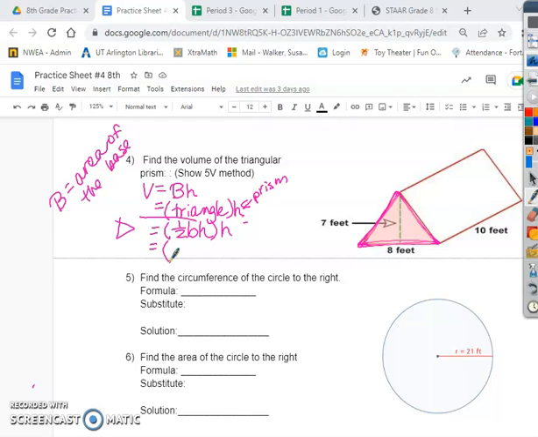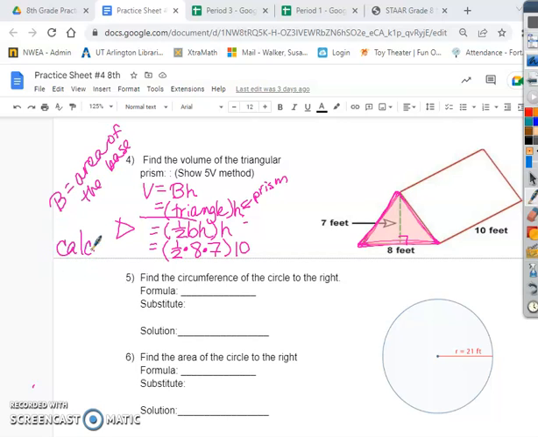Okay, so let's look at the triangle. I want to put 1/2 times triangle 8 and 7. That's where the right angle is, 8 and 7. And then the prism height is 10. Now, from here, I want you to use the calculator.